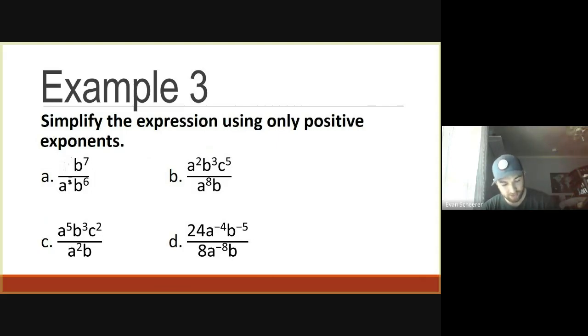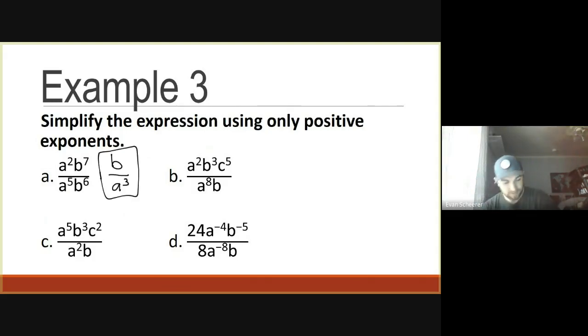Well, there's more B's on top. How many more B's on top are there? 1. So I'm going to get rid of this B. I know it's kind of sloppy. Get rid of the B. Get rid of the 7. How many more B's are on top? 1. So our answer is B over A cubed. So let's go back. And our answer is B over A cubed.